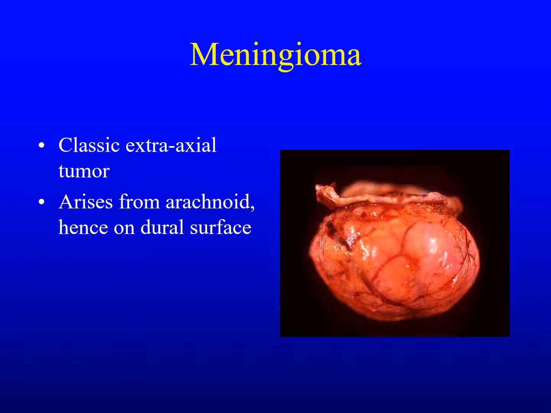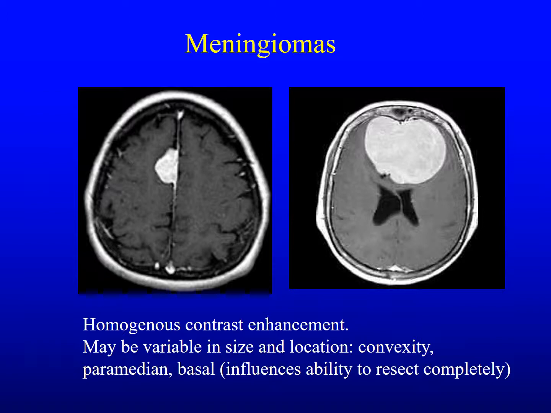This is a benign meningioma we can see here, which is always outside the brain tissue and extra-axial, arising from the arachnoid of the brain. And that's the finding on the MRI scan of the meningioma. They're very slow growing, so they can reach quite large sizes as we see here before they cause any symptoms.